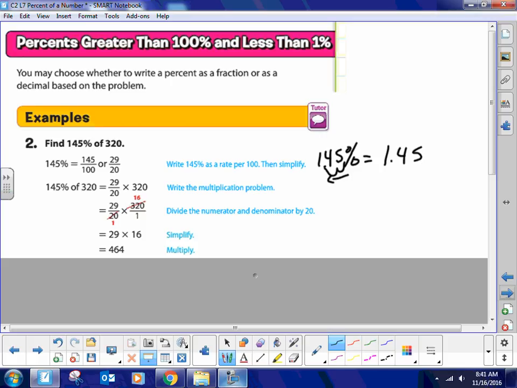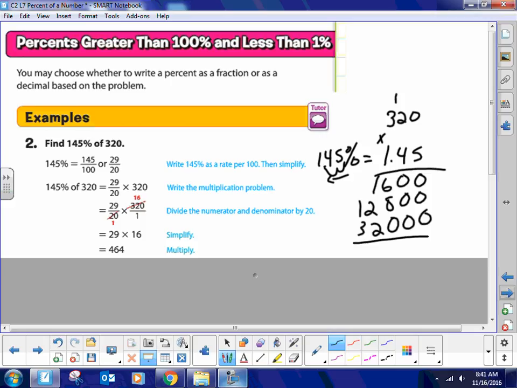And then I just multiply 320 times this. 6 plus 8 is 14, carry the 1. That's 2 plus 2 is 4, plus 1 is 5, plus 1 is 6. And this is 4. I need to give it 2 decimal places, and I get 464.